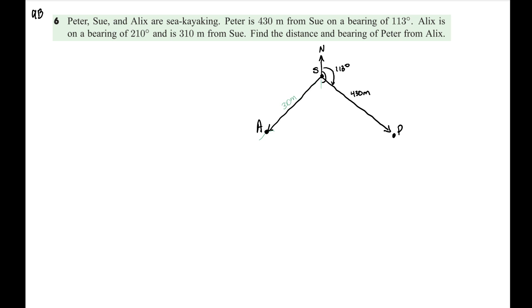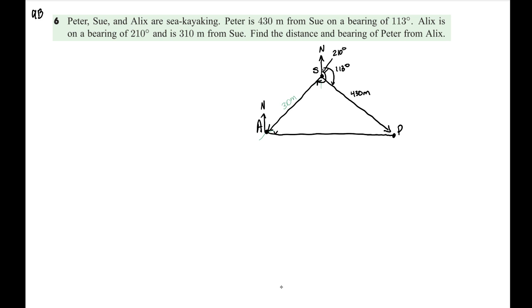And this angle all the way around here was 210 degrees. And so if I connect A and P, that didn't work. There we go. I have a triangle here, and I want that distance between Peter and Alex. And it says the bearing of Peter from Alex. So basically, if Alex was looking north, what's the bearing she has to rotate to be facing Peter? So that's the information that I'm solving for. So I'm looking for distance, and I'm looking for a bearing.